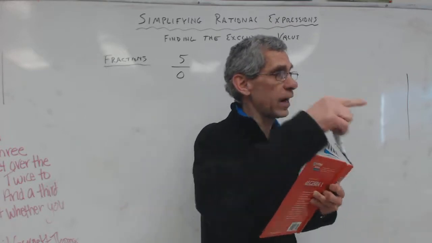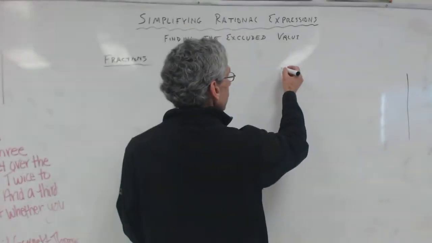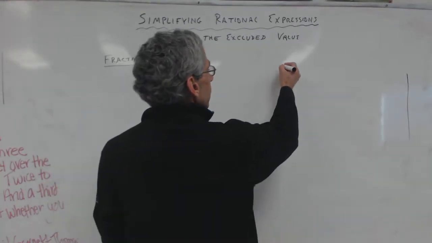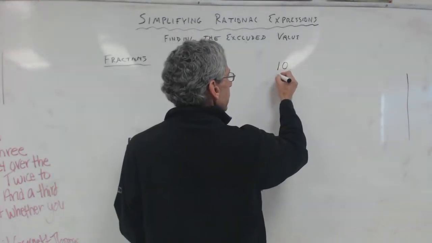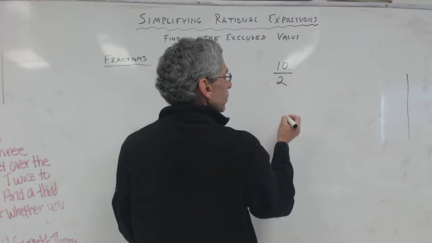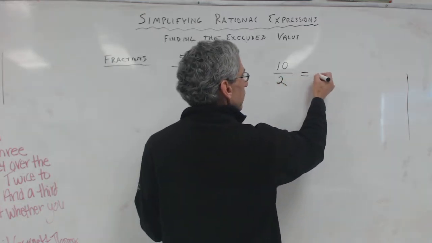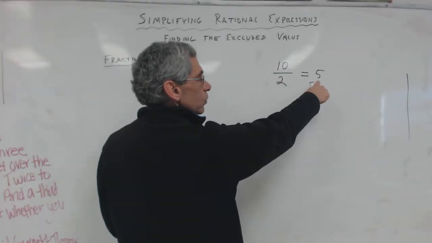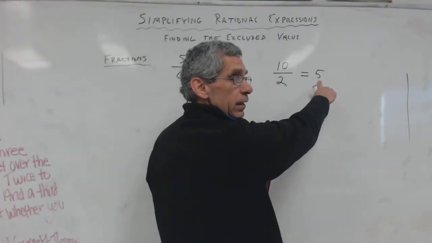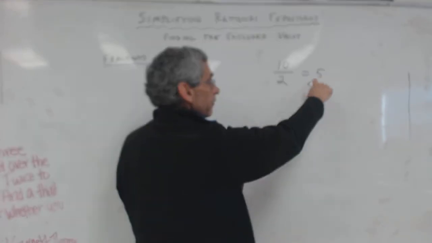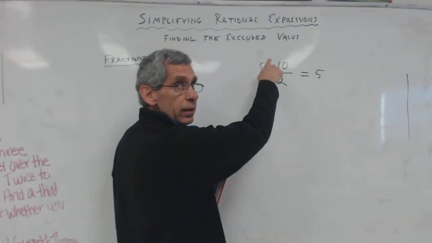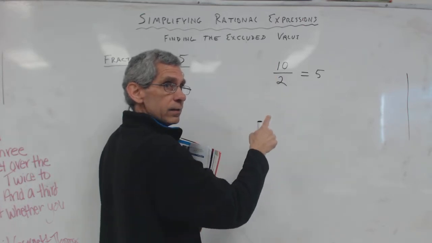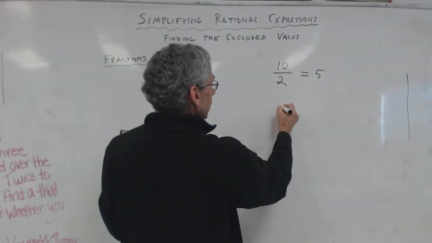Normally with a fraction, let's just do something like this. Let's say 10 divided by 2. What does that equal? 5. So when you have 10 divided by 2, you get 5, right? That means we could go backwards. We could say 5 times the denominator equals the numerator. You agree with me? Mind-blowing, right?